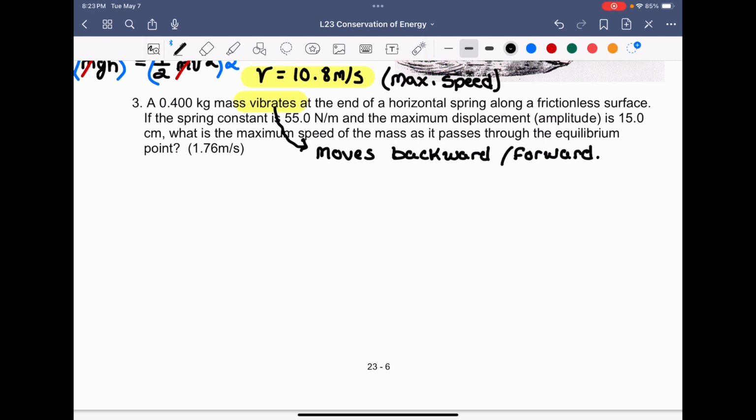And it's at the end of a horizontal spring along a frictionless surface. As soon as you see this, you know it's an isolated system. So make sure you make a note about this too. I'm going to say that this is isolated.